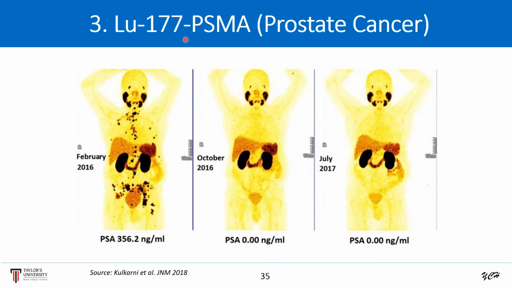This is an example of lutetium-177 PSMA treatment for prostate cancer by Kulkarni et al. In February 2016, the patient had prostate cancer which had metastasized to various sites, and the PSA was 256.2 nanogram per ml. After the treatment, in October 2016, amazingly, the PSA had dropped to 0, and all the metastasized tumors had gone. One year later, the patient came back for follow-up with no recurrence, and the PSA remained at 0. Again, Mr. Soma will explain in more detail about this treatment.